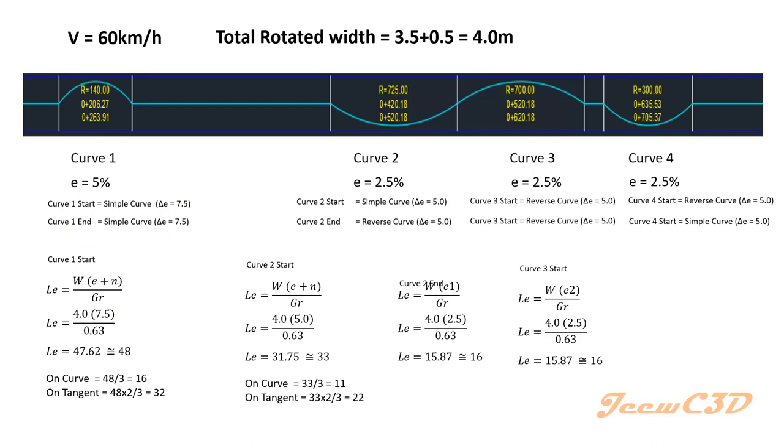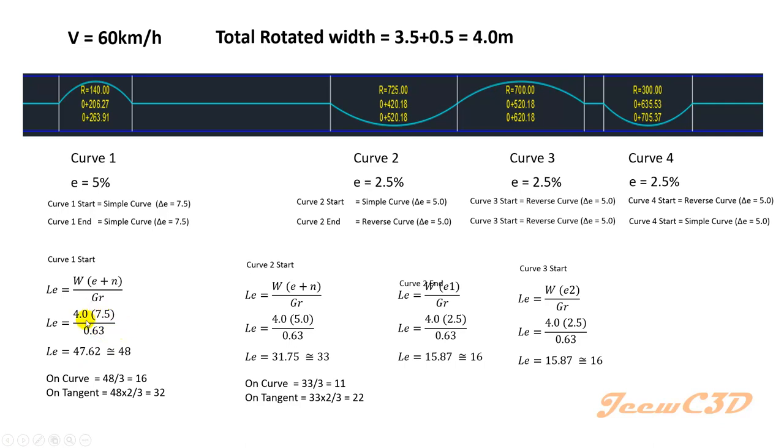If you look at the values for GR in the start of the presentation, you will find this value is 0.63. So when you calculate this, you will get 47.62. So if you can remember, for simple curves, when you are distributing the super elevation development length, we say 2/3 of the length would be at the tangent and 1/3 would be on the curve. So in this case, we are selecting a length which is divisible by 3. So 47.62, we select 48. So 1/3 would be 16 and 2/3 would be 32. So on tangent we will have a length of 32 and on curve we will have a length of 16.